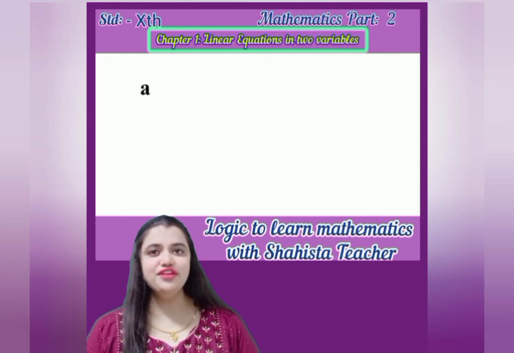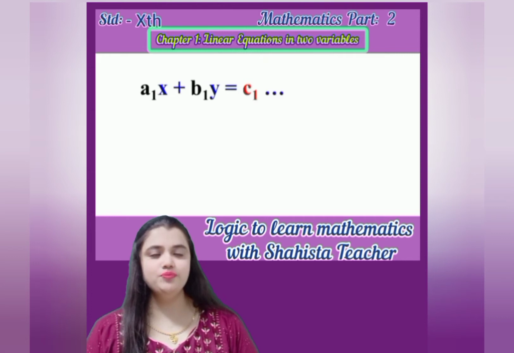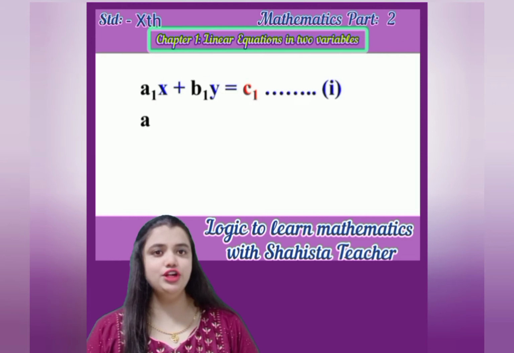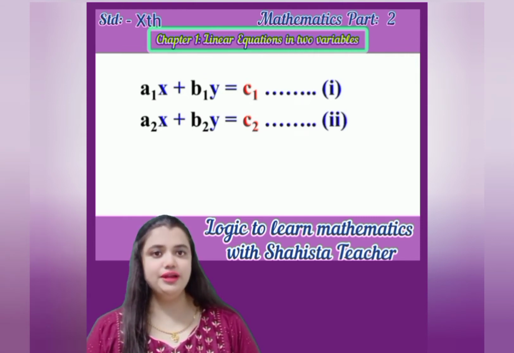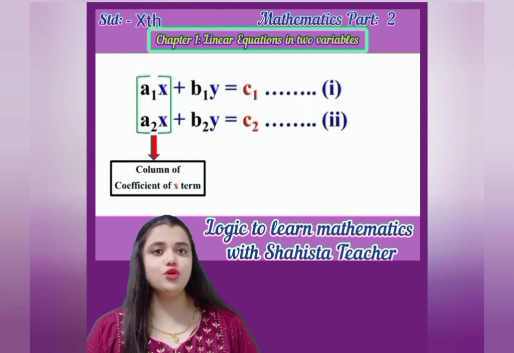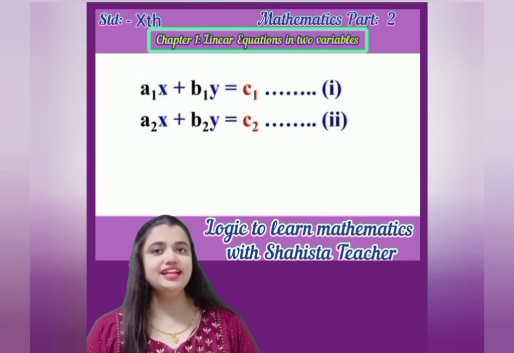Now here a1x plus b1y is equal to c1, equation 1. a2x plus b2y is equal to c2, equation number 2. Now my dear students, concentrate on a1x and a2x. Here this a1 and a2 is a column of coefficients of the x term. This column is called the column of coefficient of x term. Is that clear?